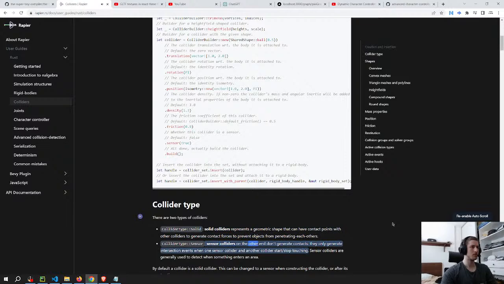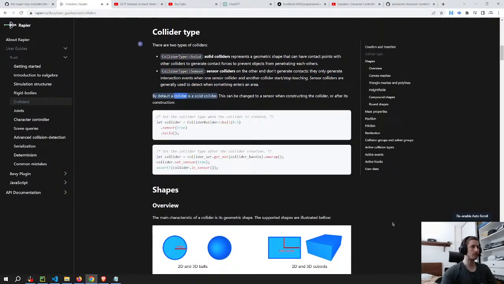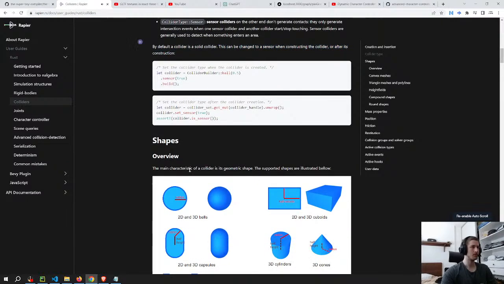ColliderType::Sensor. Sensor colliders, on the other hand, don't generate contacts. They only generate intersection events when one sensor collider and another collider start or stop touching. Sensor colliders are generally used to detect when something is in an area. By default, a collider is a solid collider. This can be changed to a sensor when constructing the collider or after its construction. Set the collider type when the collider is created.